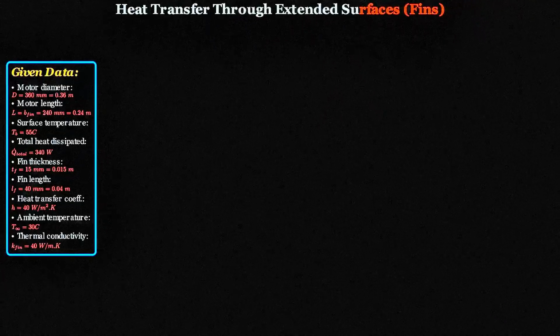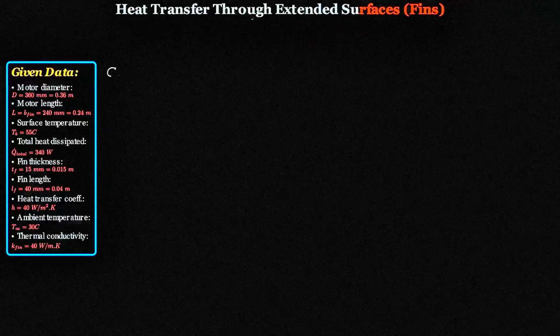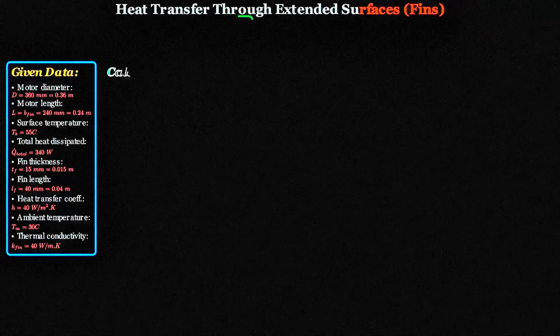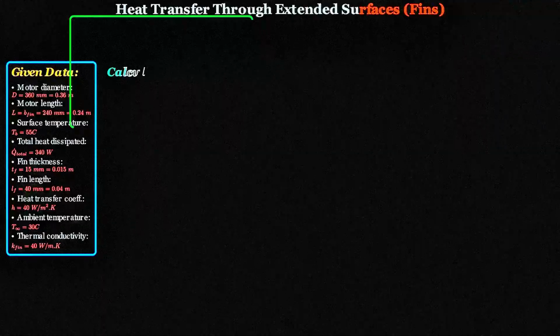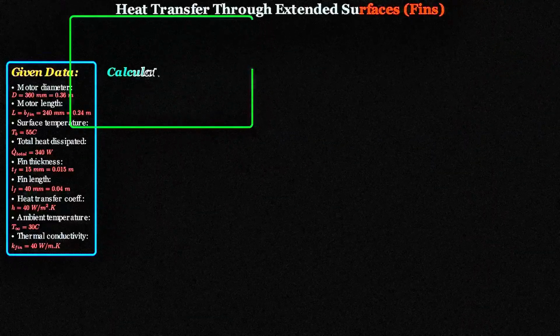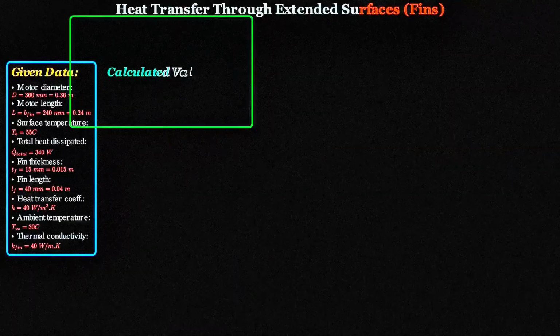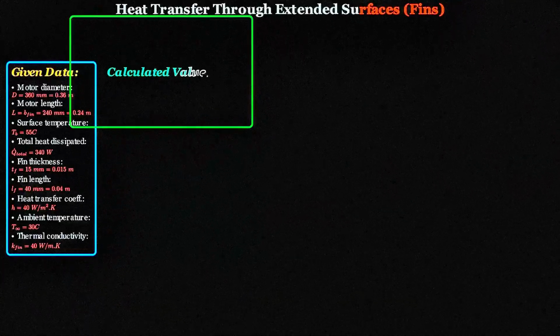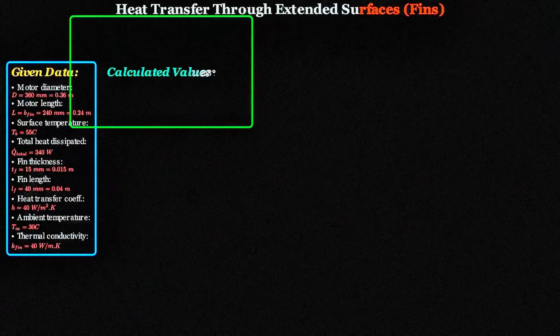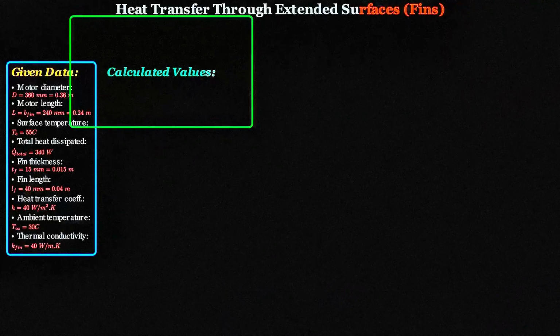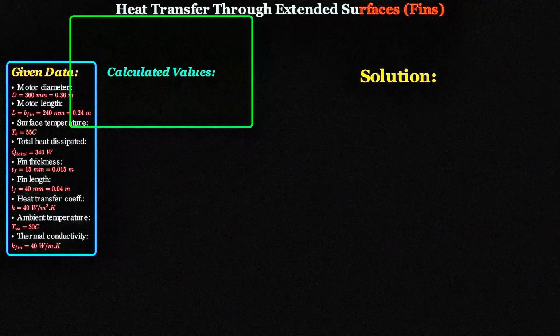Fin thickness, 15 millimeters or 0.015 meters. Fin length, 40 millimeters or 0.04 meters. Heat transfer coefficient, 40 watts per square meter Kelvin. Ambient temperature, 30 degrees Celsius. Thermal conductivity of fin material is 40 watts per meter degree Celsius. We'll store our calculated values in this box on the right as we solve the problem step by step. Now let's begin the solution.